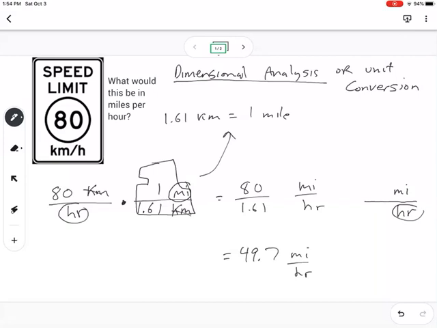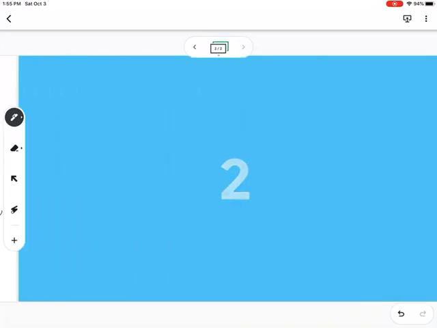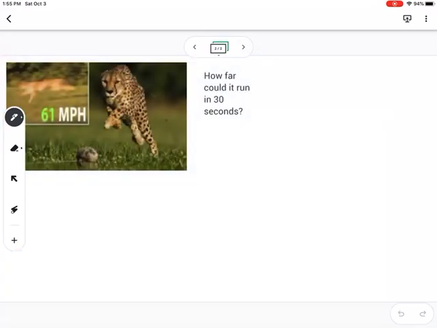And so if you're a driver, you might think, oh, okay, that's about how fast I would go on a, not even on the highway, it's slower than highway speed. So it puts it into some context that we understand. Okay, that's example 1. Example number 2.